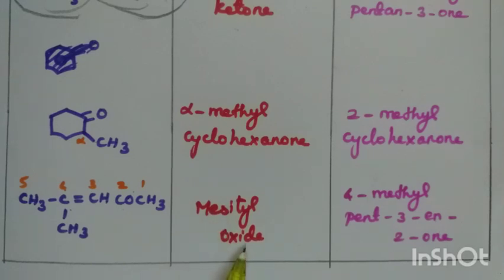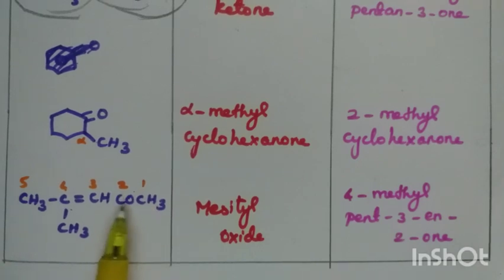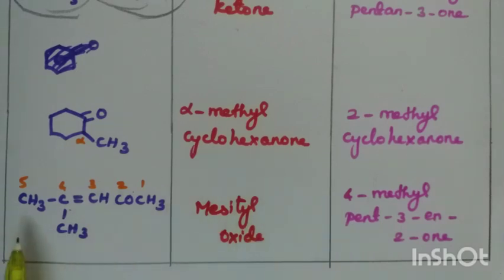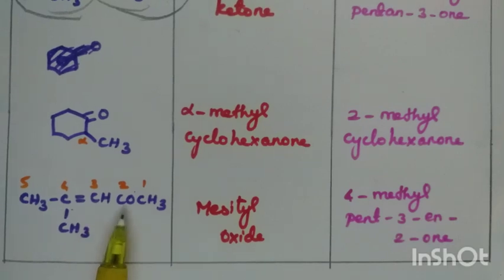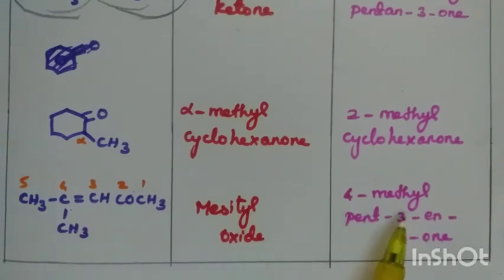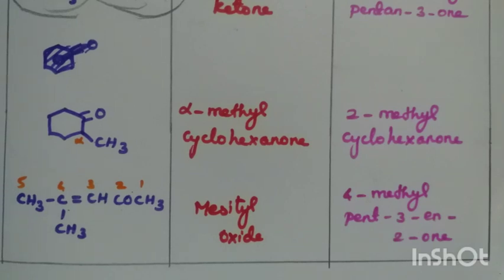So, mesityl oxide. Now, CO is 1, 2. Second carbon, ketone. Third carbon, double bond. Totally 5 carbon. Substituent is there: 4 methyl. First write the substituent, 4-methyl. Totally 5 carbon, so pent. Third carbon, double bond, 3-ene. Second carbon, ketone. So 4-methylpent-3-en-2-one.